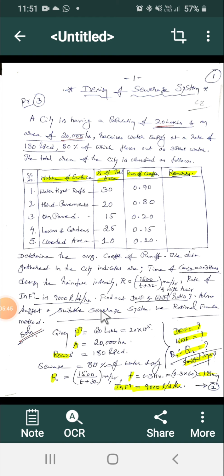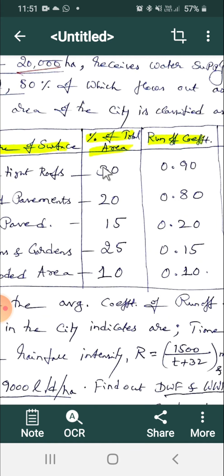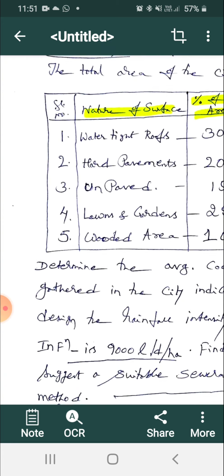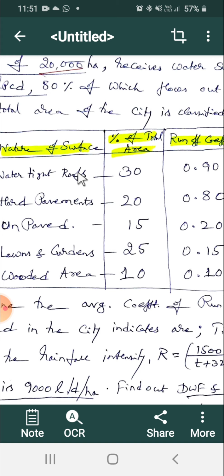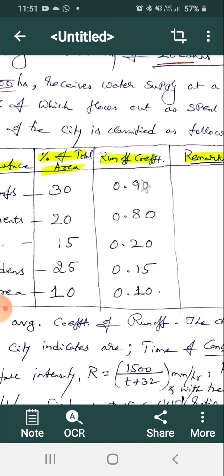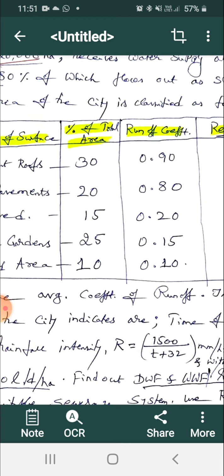Yes, today we are going to start with a new type of problem in the design of sewerage system. Sewerage means 3 types of sewerages are there. Which one is suitable for your problem, you have to determine. Here, a new type of problem: different types of surfaces are given, and the percentage of total area is also given for each surface. For example, watertight roofs, this is 30%, and then the runoff coefficient is given.